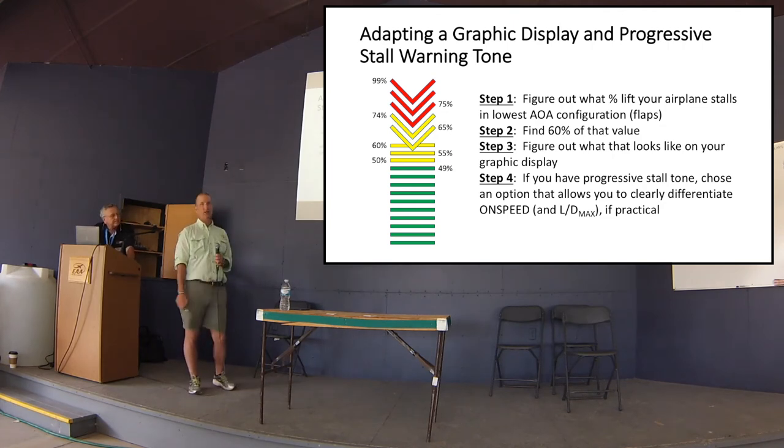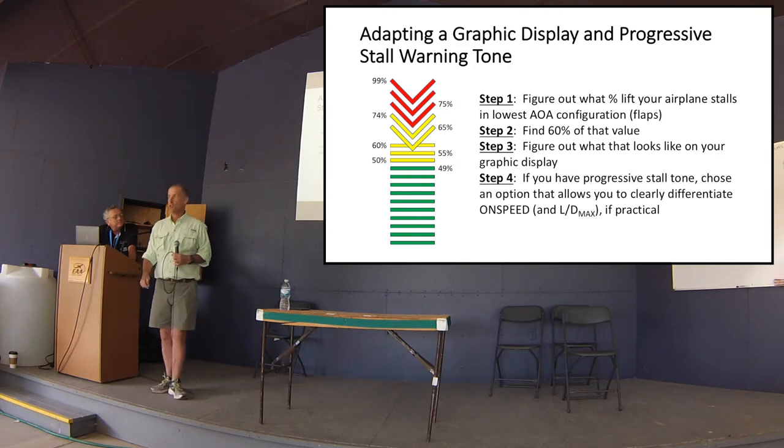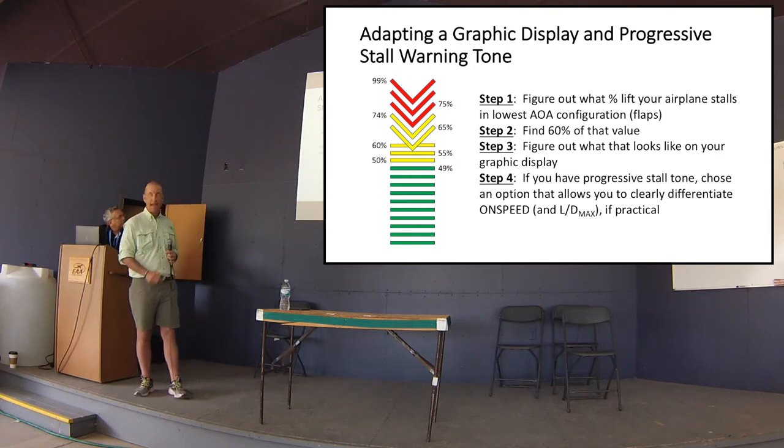And then figure out what that looks like on your graphic, okay? So if you have this graphic and your airplane stalled at 100%, like our first test airplane did, you can see on speed is going to be the yellow chevron going through the beam. So if only that part of the graphic is lit, then you know you're on speed. And we'll have an example in the next slide on how that works, okay?